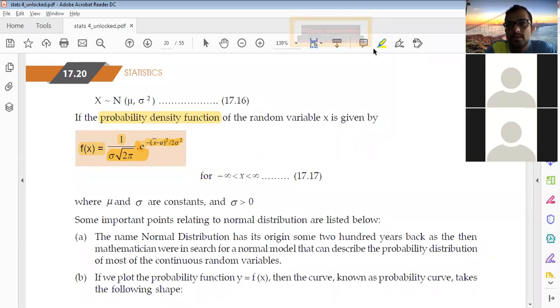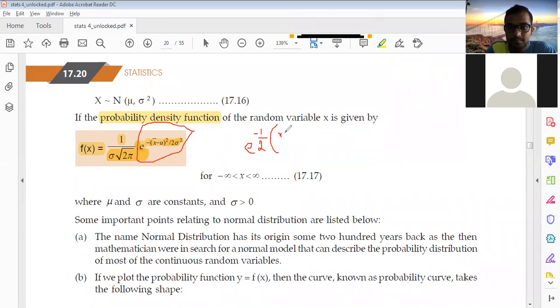A little complicated here. Sometimes how they write the remaining part, I will just show you. Sometimes they write it like this: e power minus half, and then in the bracket they write x minus mu divided by sigma, the whole square. This is how they write it.